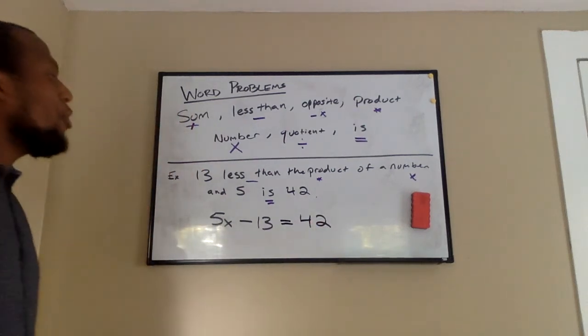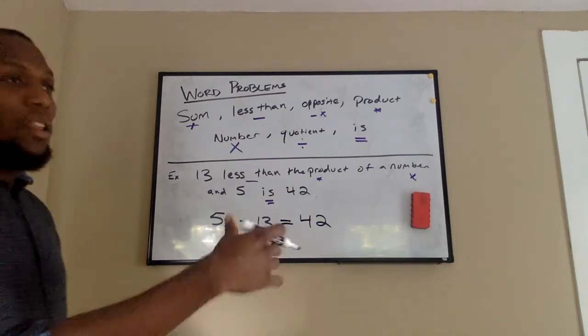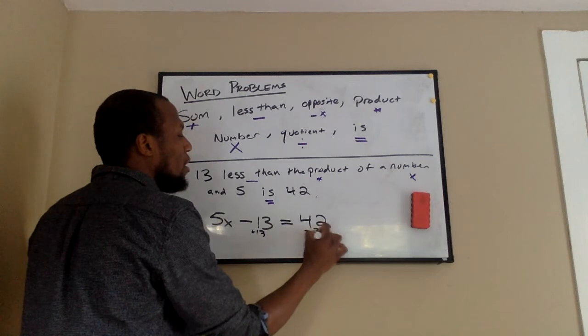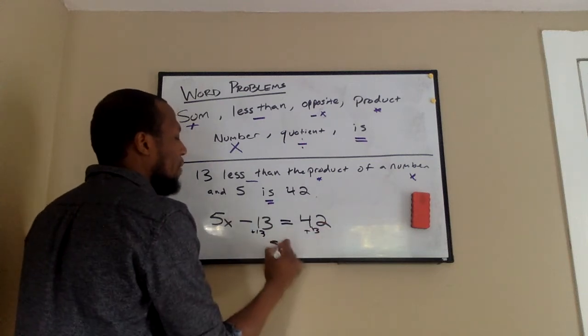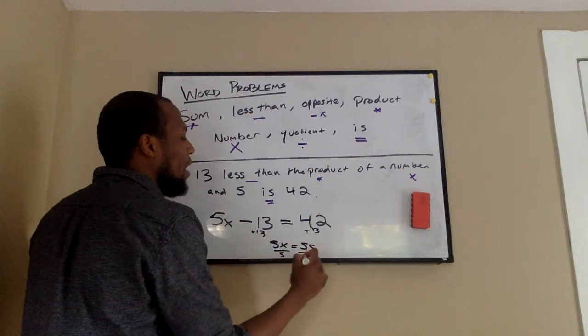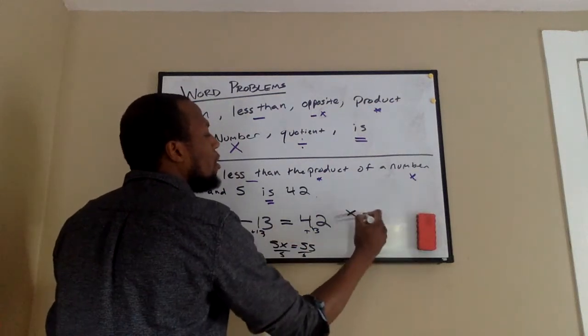So that sets up our two-step equation kind of nicely, and then we can solve from there by adding 13 to both sides, getting that 5x is equal to 55, and then dividing by 5. So we get that x is equal to 11.